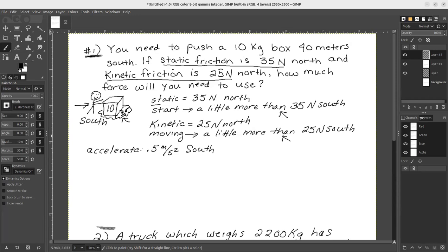So first, let's figure out how much force it would need to accelerate it. Well, what you use is force equals ma. M is the mass, a is acceleration. Okay, so the force equals the mass, which is 10, times the acceleration, which is 0.5. When we multiply those together, we get 5, right? 5 newtons.